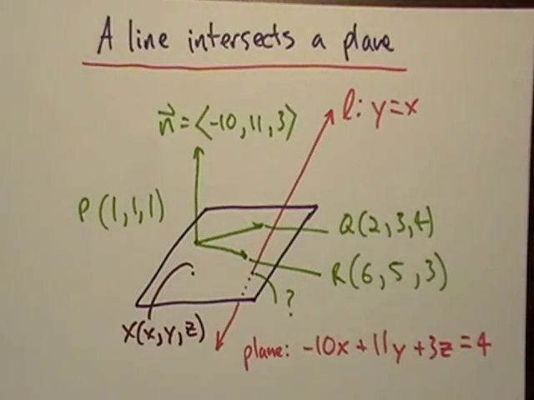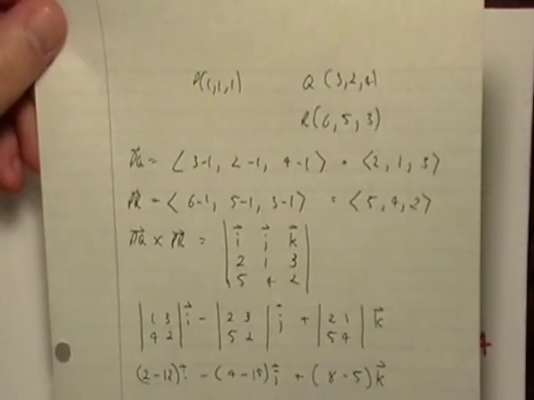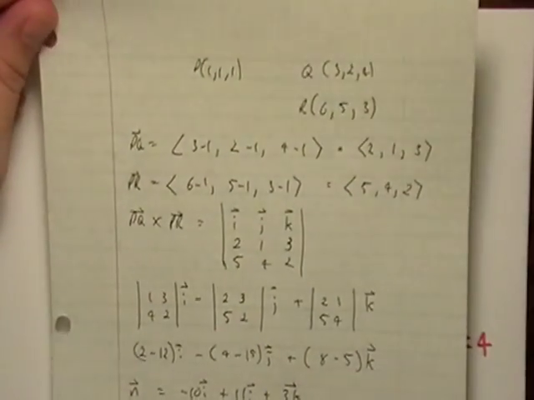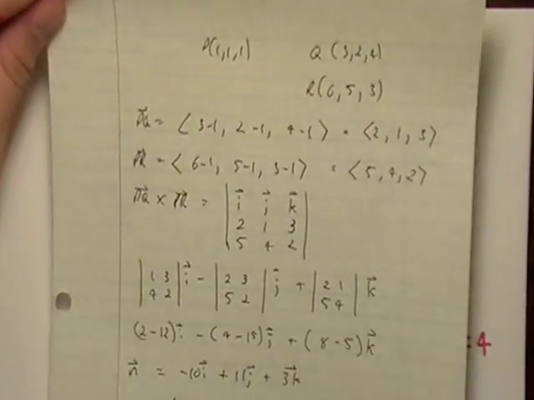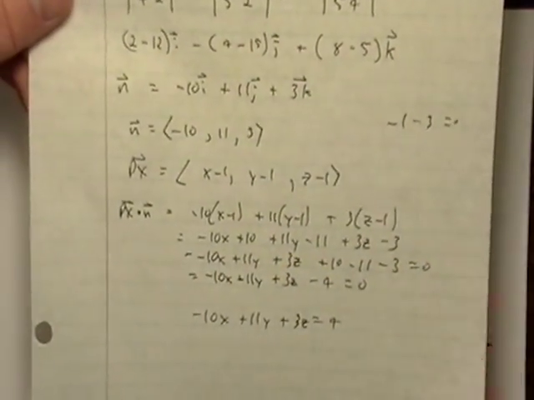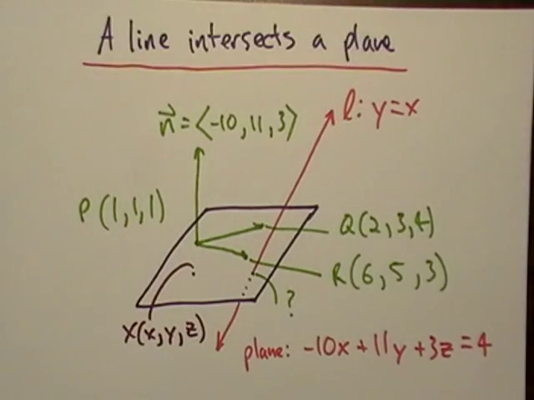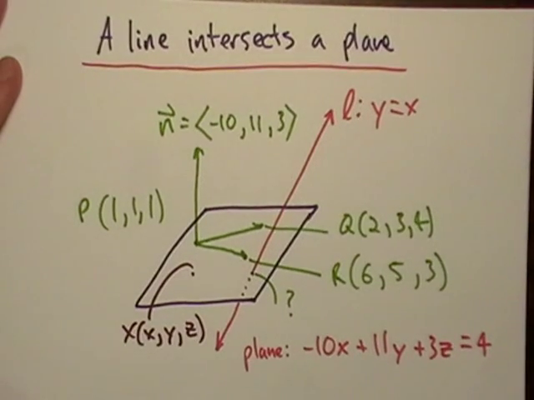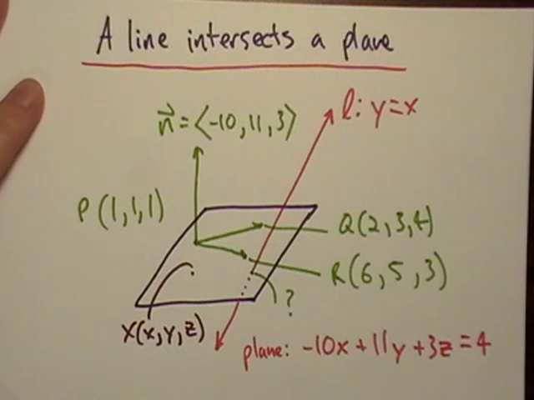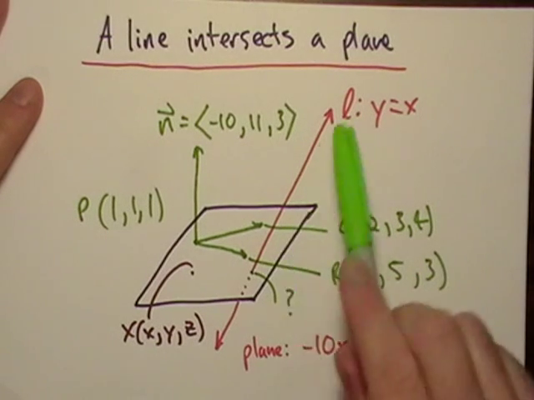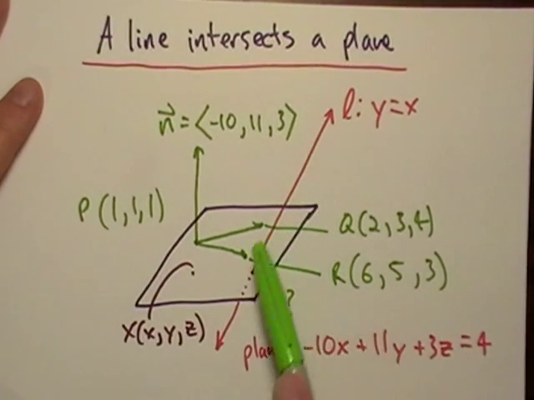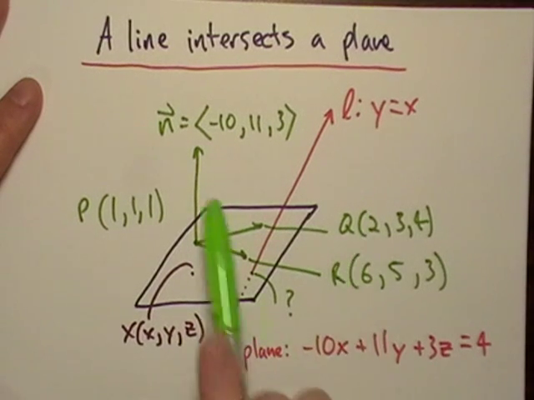Hopefully you already know how to find the equation of a plane and a normal vector to a plane. I just went through here, crossed them, then crossed the generic vector and got this plane equation. Here's the line that's going through the plane. We're going to find out where this line intersects this plane. Here are all the points.